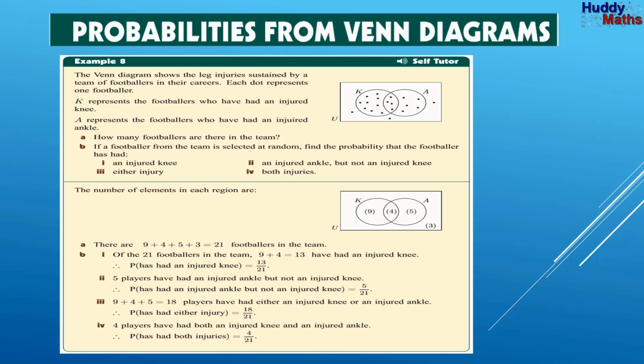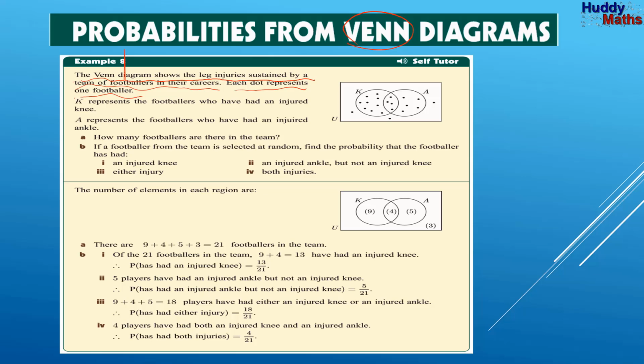Now, probabilities from Venn diagrams. I don't know whether you've seen Venn diagrams before. Depends on what order you do the course. So here I'm going to take it that you haven't seen Venn diagrams. And Venn diagrams are a neat little way of picturing what's going on. So in this one, we'll go through this one. The Venn diagram shows the leg injuries sustained by a team of footballers in their careers. Each dot represents one footballer.